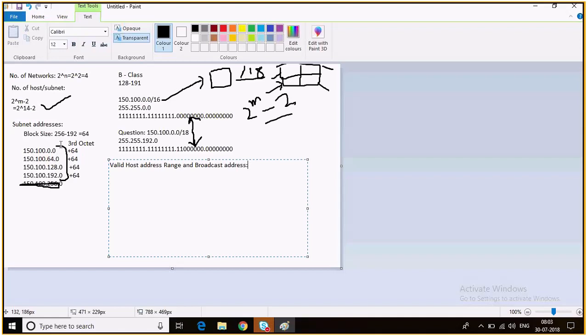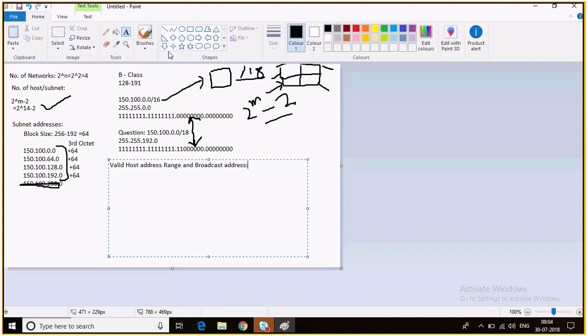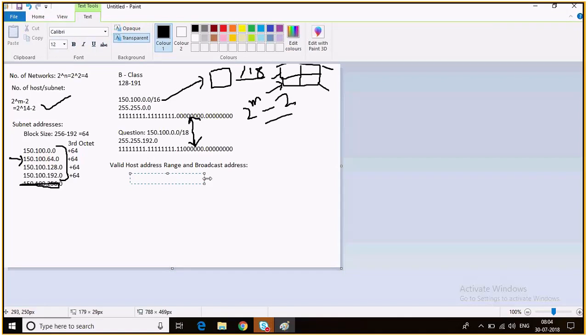As an example, we'll try to calculate the valid host range for any of the four networks. So what are the four networks that we have? 0, 64, 128, 192 in the third octet, right? So I'll take this particular network address, 64, as my example, and see carefully what is there.